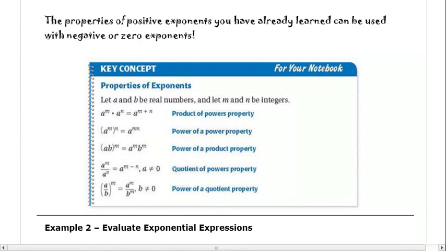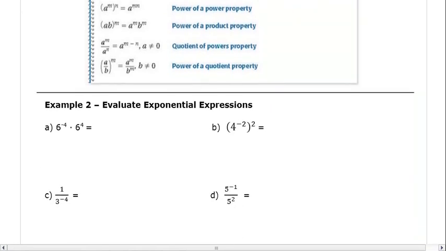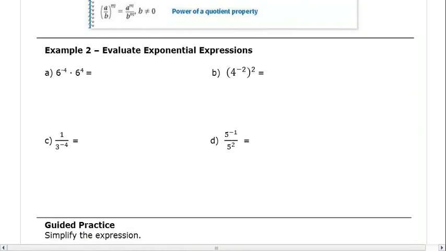Okay. Not going to go through all of these again because we've learned them in the previous lessons. However, the properties of positive exponents we've already learned can be used with negative or 0 exponents. Okay, so that's what we're going to do now. So example 2, we're going to combine some things we've done before.